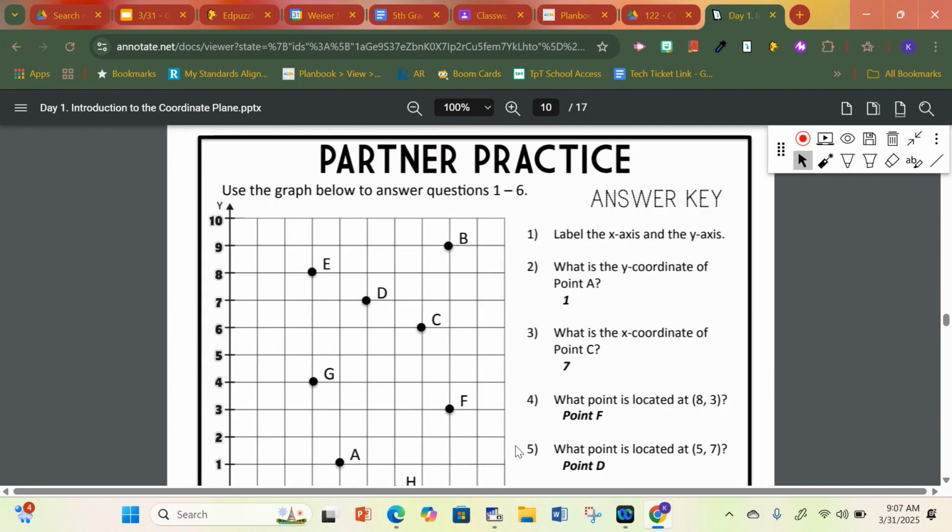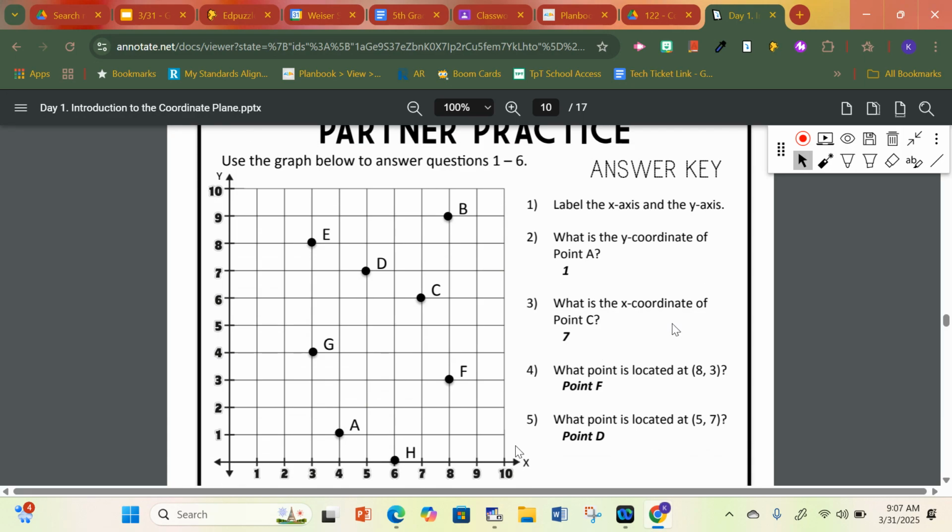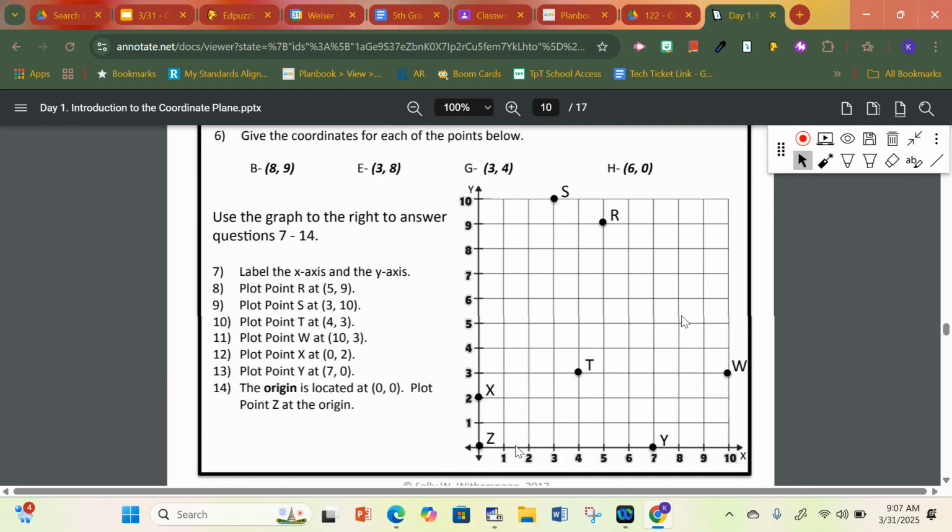So here are the answers for the first part. You can pause it and check it. And here are the answers for the second part. You can pause it and check it.